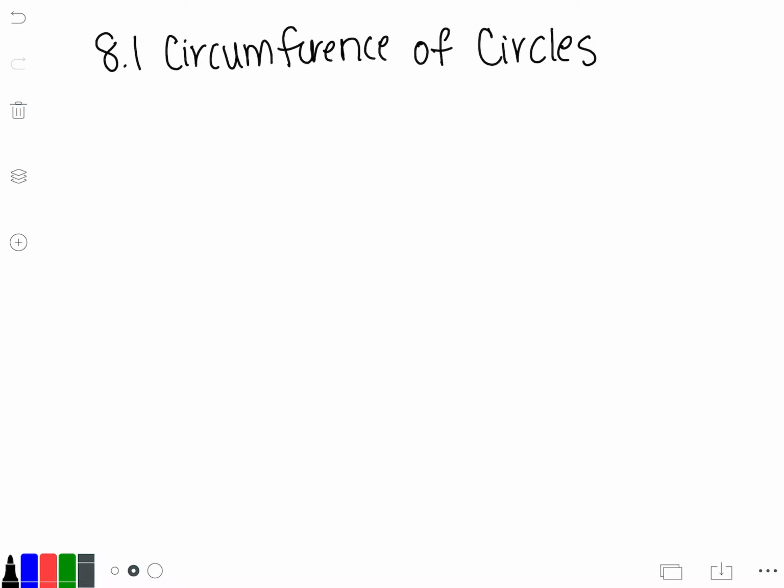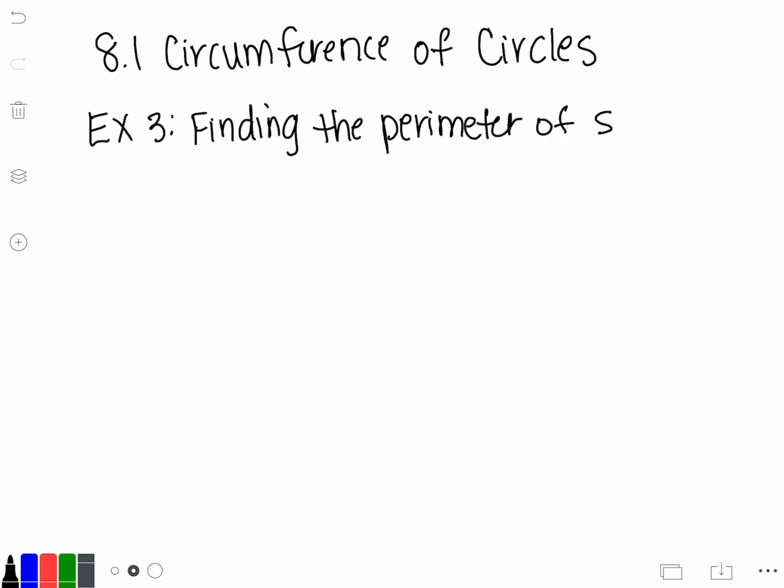Today's lesson still comes from 8.1, circumference of circles, except now we are on example 3, and we are working with semicircles, which is just half a circle. So we're finding, and instead of using the word circumference, we're actually going to use perimeter, finding the perimeter of semicircles. The word circumference is really only used when you have a whole circle, and we use the word perimeter when we are finding the distance around the outside of a semicircle, which is half a circle.